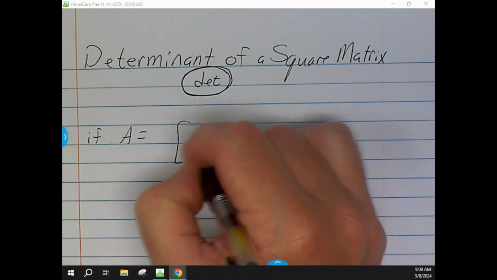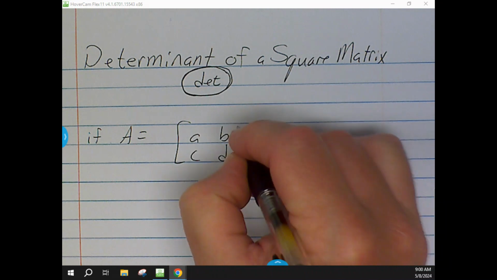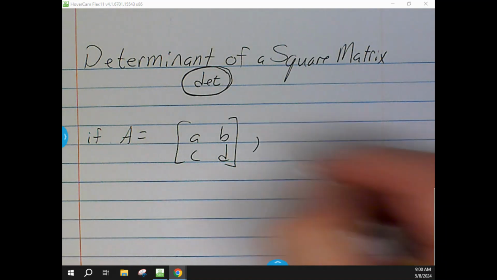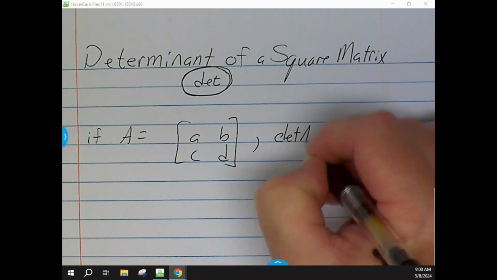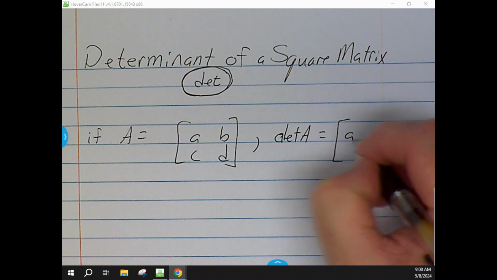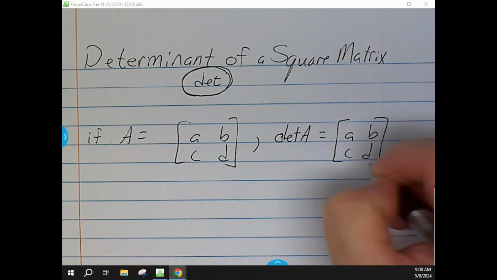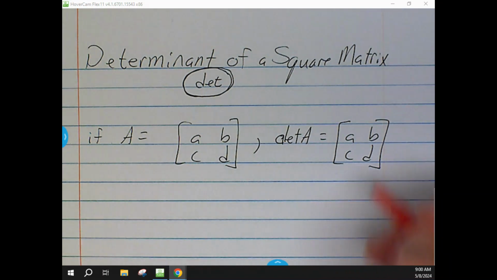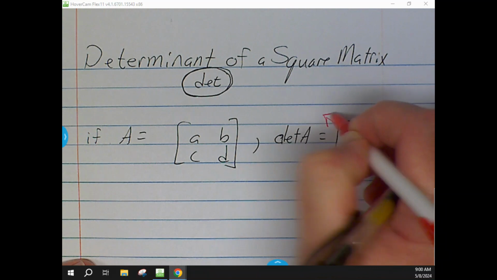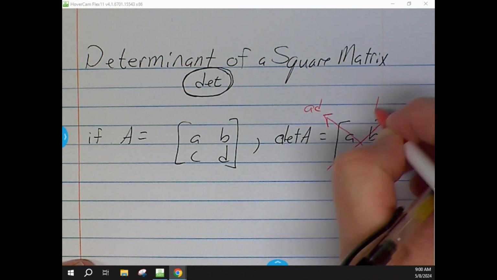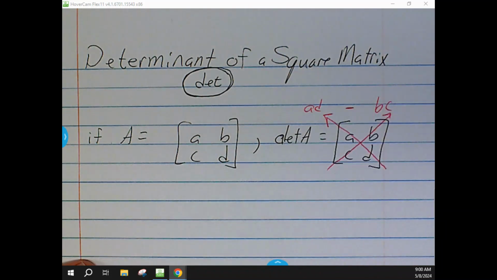If matrix A is A, B, C, D, and we'll say the determinant of A is, you're going to take the exact same matrix that you have here, whatever the numbers are, and you're basically going to do cross products, but you're going to multiply them in the up direction. So you're going to do A times D going this way, and then B times C going this way. And you're going to subtract those two numbers.